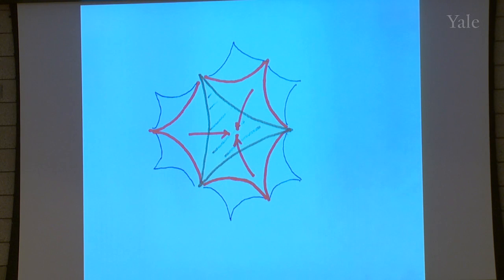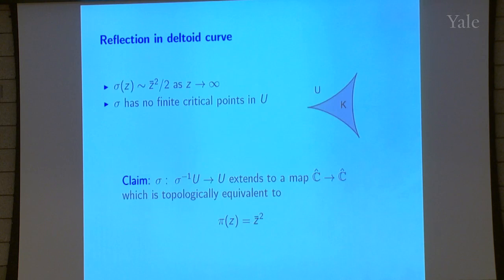Then when we take the preimages of the deltoid under the reflection, we get three red triangles. So I say, if we consider the Schwarz reflection outside of this red hexagon, that's the claim. If we consider sigma restricted to the preimage of U, then this extends to a map to a cover of the Riemann sphere, which is topologically equivalent to the polynomial z bar squared. I will use the term polynomial for polynomials with complex conjugates. So z bar squared is a polynomial for me.